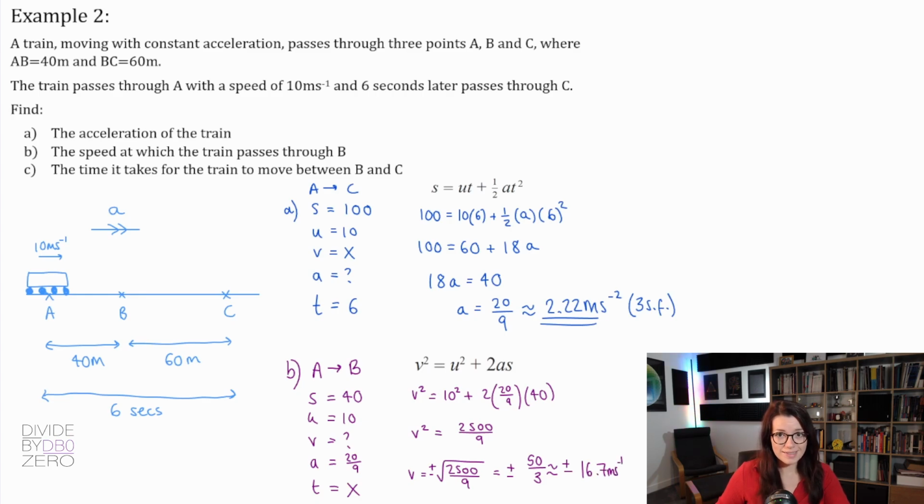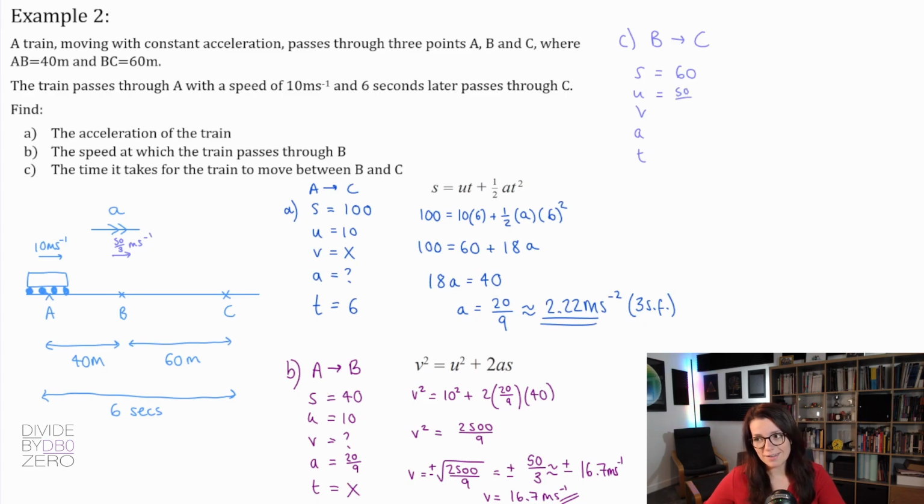Now, in this context, the positive velocity makes more sense, so we would give our final answer as v equals 16.7 meters per second. Now we're on to part C. So they want to know the time it takes for the train to move between B and C. So in terms of the motion we're interested in, let's look at the motion between B and C. Suvat again. What do we know? So we know displacement between B and C is 60. We actually now know the initial velocity because we know that the velocity at B was 50 over 3 from part B. Therefore, that is the initial velocity for part C.